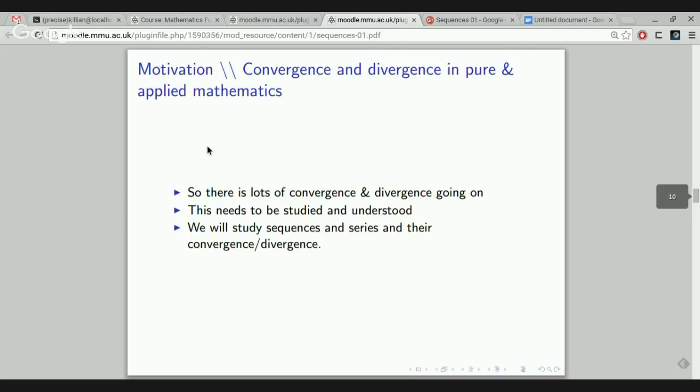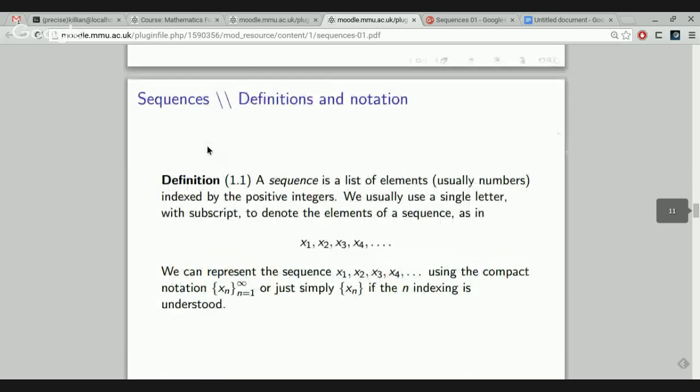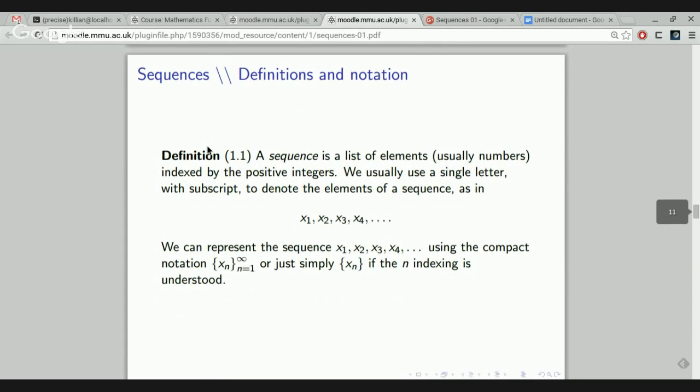So that was all just to try and persuade you that convergence and divergence is a key fundamental topic, whether you're thinking about applied mathematics or even pure mathematics. Okay, it's a very key idea. Okay, so with some of that motivation out of the way, let's make things a little bit more concrete. Start to make some definitions and build up the course.